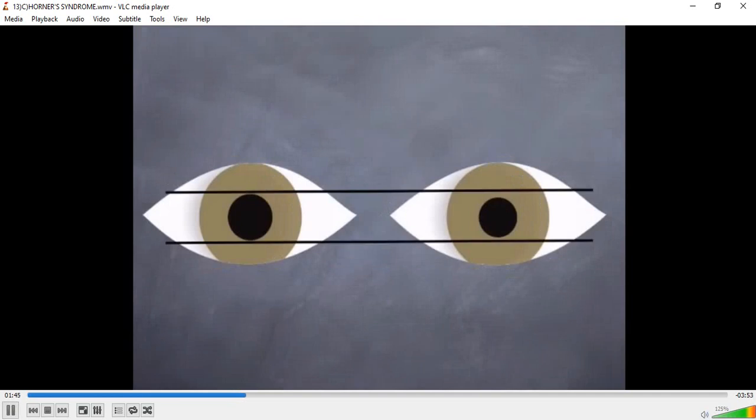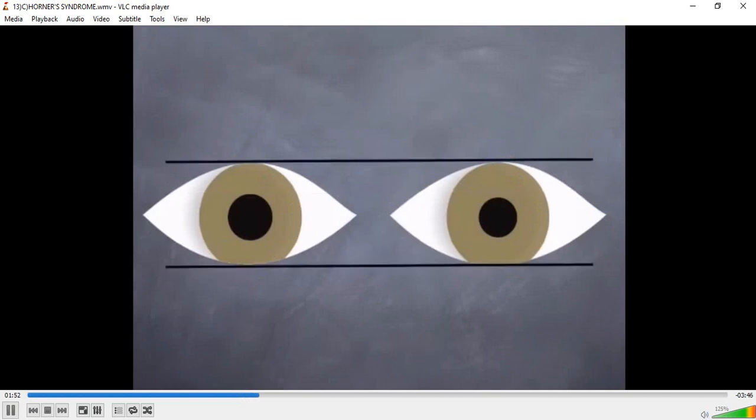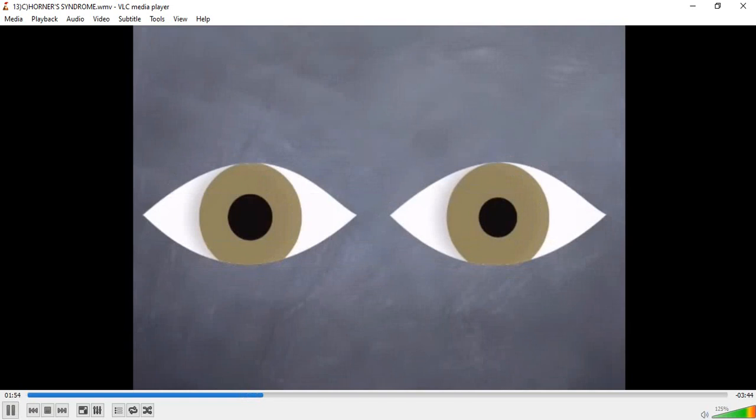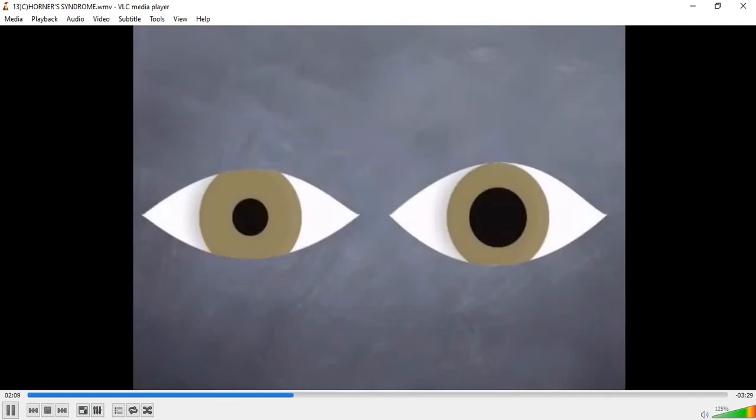After a few seconds, both pupils look similar because the normal pupil dilated in the absence of a light stimulus. When light is shone onto the affected eye, the pupil does not constrict, but there is a consensual reflex. The right pupil dilates a little, but the left pupil stays dilated. Again, the affected pupil does not constrict, but there is still a consensual reflex.